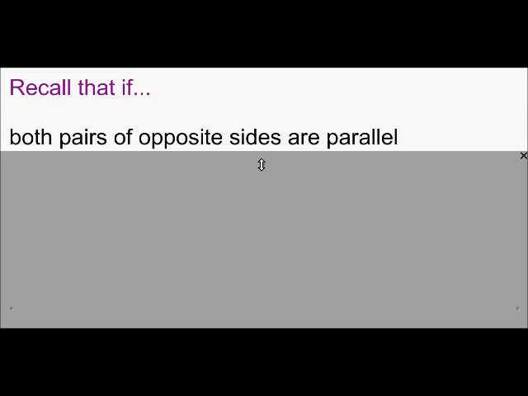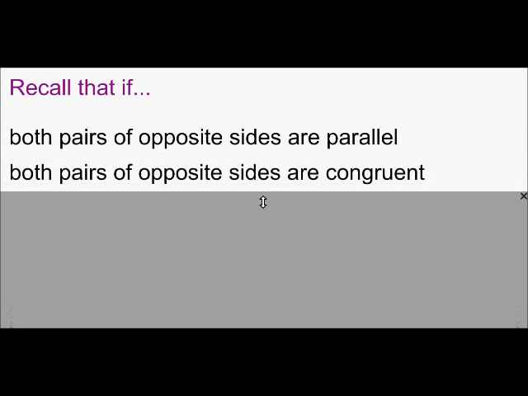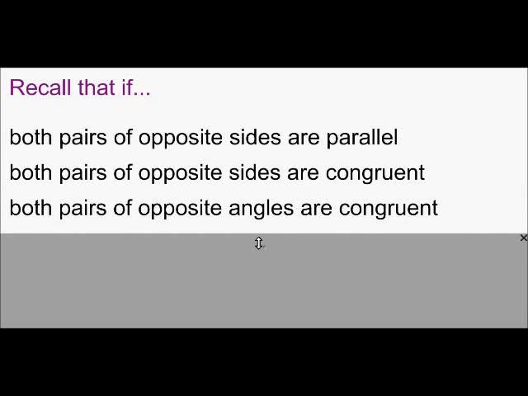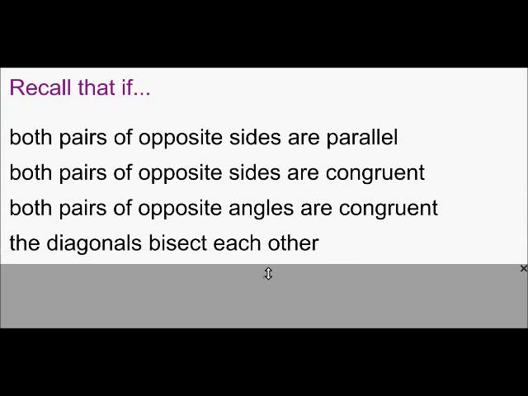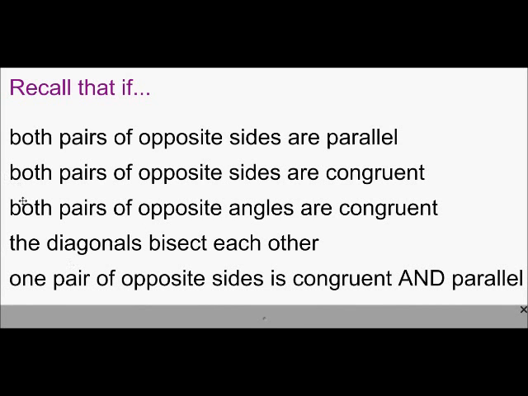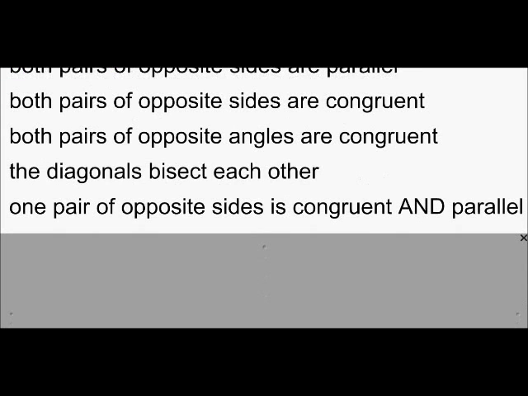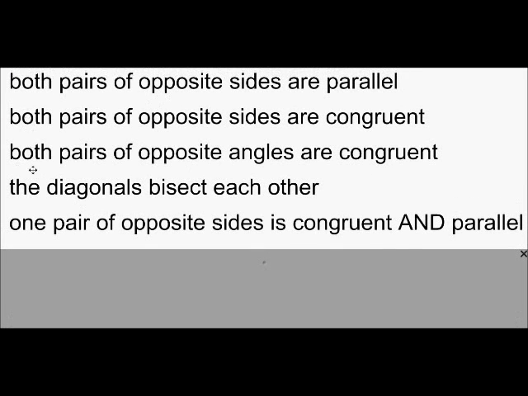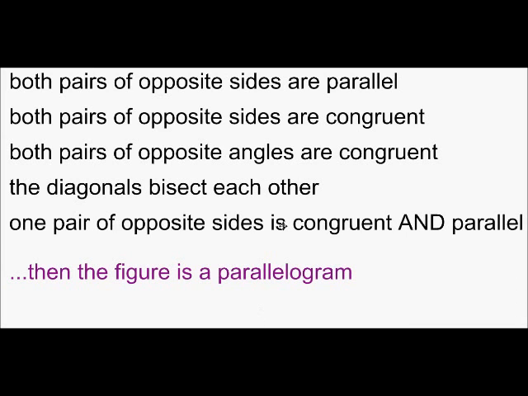Okay, so let's cover this up. Recall from Part 1 of this lesson that if both pairs of opposite sides are parallel, both pairs of opposite sides are congruent, both pairs of opposite angles are congruent, the diagonals bisect each other, or if one pair of opposite sides is congruent and parallel, so any of these 5 situations, then your figure is a parallelogram. So 5 different ways to show that what you're looking at is a parallelogram.